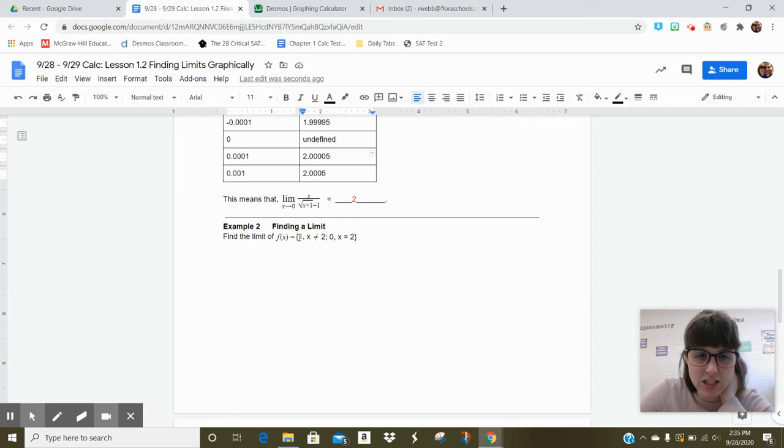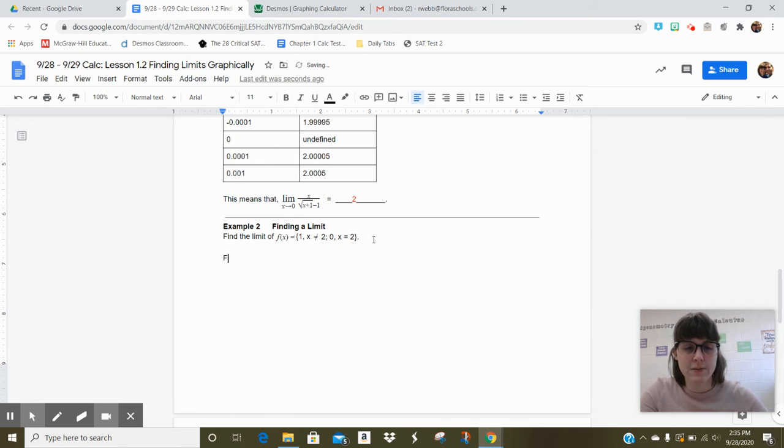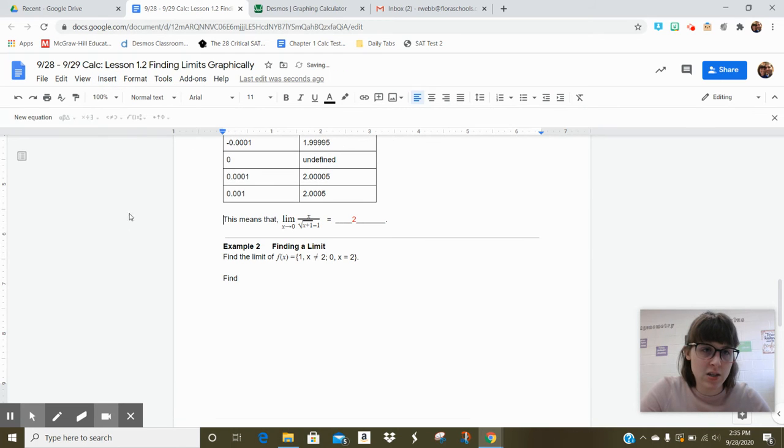This piecewise function says, find the limit of f of x, and it says it's 1 if x is not equal to 2, and it's 0 if x does equal 2. So if we're trying to find the limit, let me type out here what we're trying to find. Find the limit as x approaches 2. Let me get this typed in there real quick. If my computer will cooperate. Okay, that's the limit as x approaches 2 of f of x.